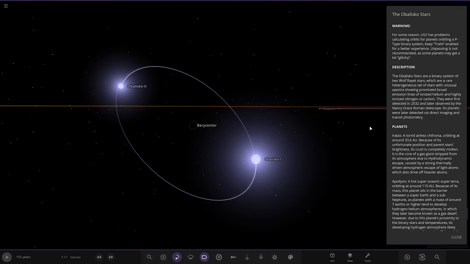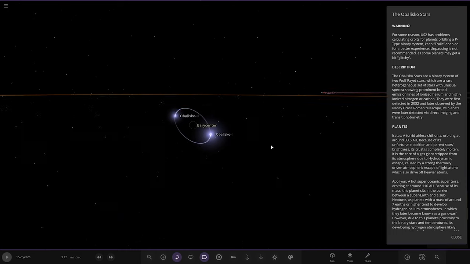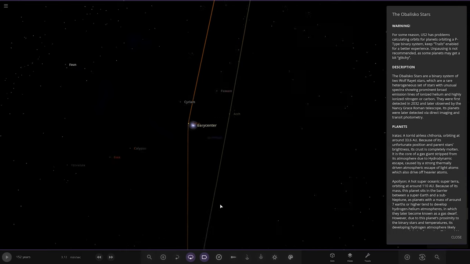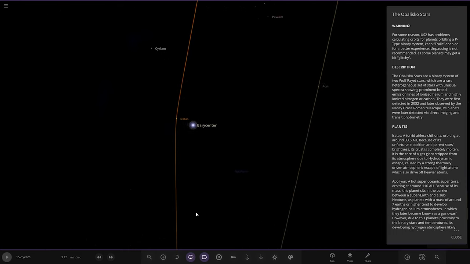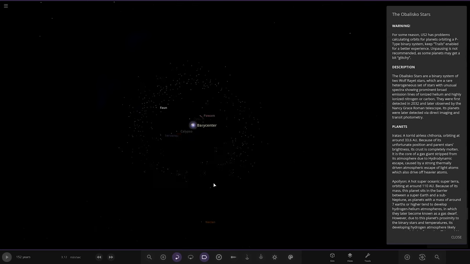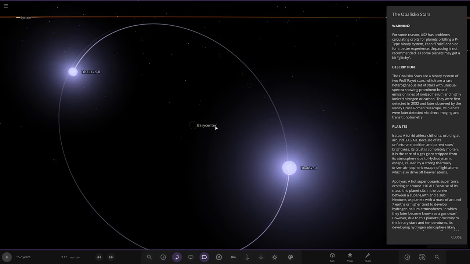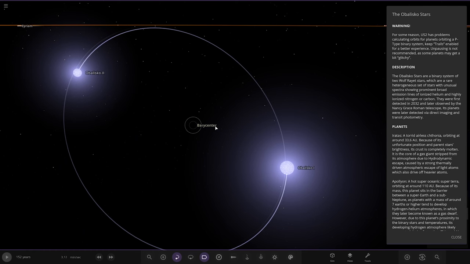Okay, warning. For some reason, US-2 has problems calculating orbits of planets orbiting a P-type trinary system. Keep trails enabled for a better experience. Unpausing is not recommended, as some planets may get a bit glitchy. Yeah, the orbits have always been a bit weird when you have multiple stars. They start going all funny. Yeah, trails is usually the best way to see the orbits properly. Right, so we've got a barycenter in the middle.